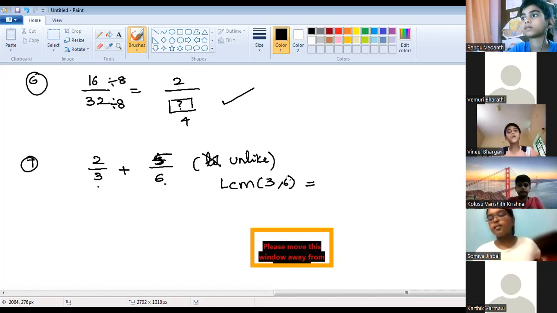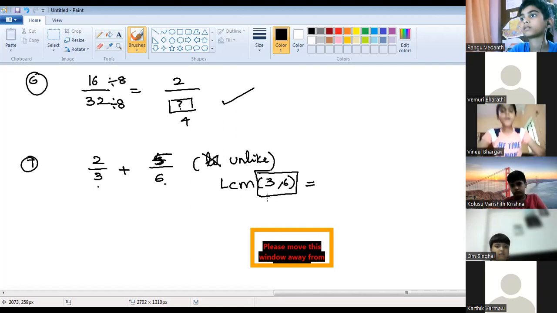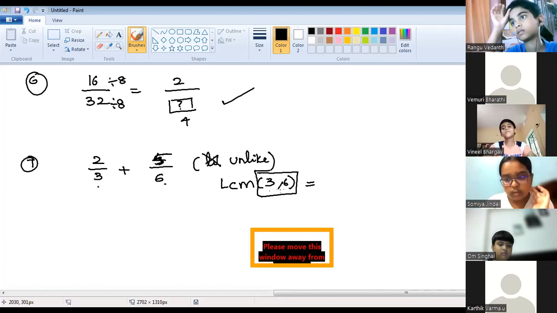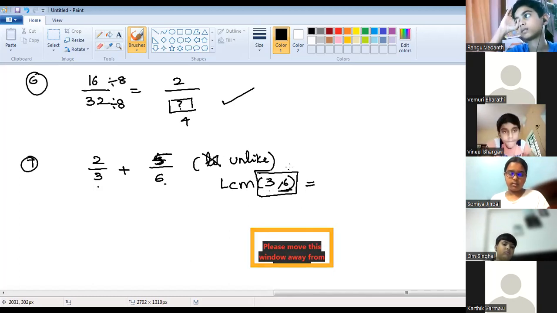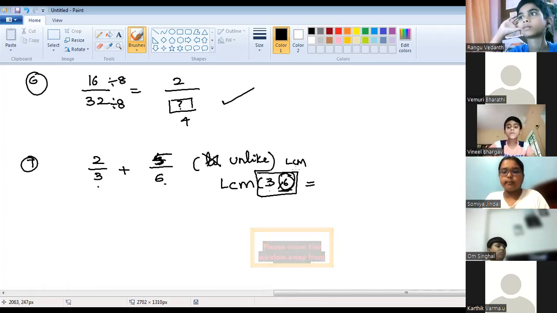By looking only, no need of solution, children. Here in this case, one is 6. 3 times 2 is 6, that's why 6. Very good. Why? Because 6 is a multiple of 3. So the greater number is always the LCM. In the 3 table you will get 6, children. That's why the LCM is always 6.